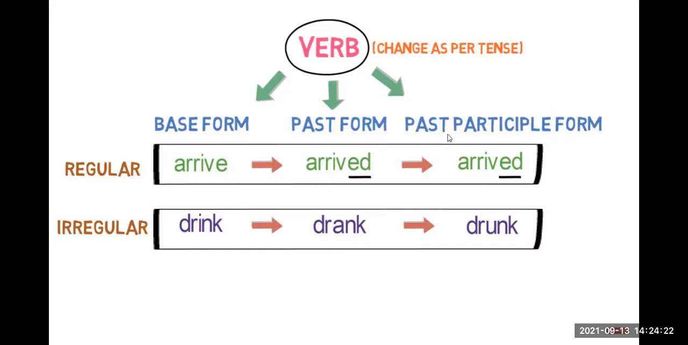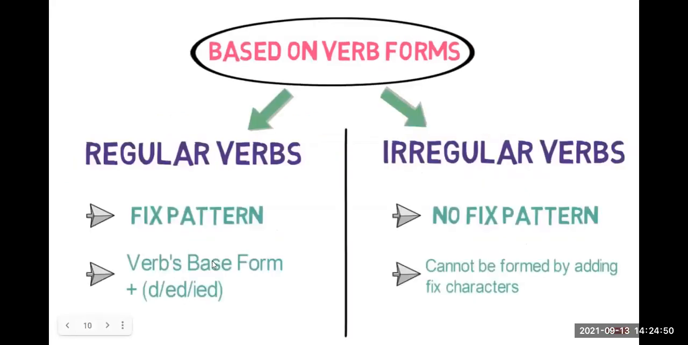This form is going to be used in the present perfect, in the past perfect, in all the perfect tenses, okay? Sometimes the verb can be similar to the simple past, and sometimes it can be different. For example, drunk, drank. Okay, but today we're going to check the regular verbs. Sorry, the irregular verbs, okay?